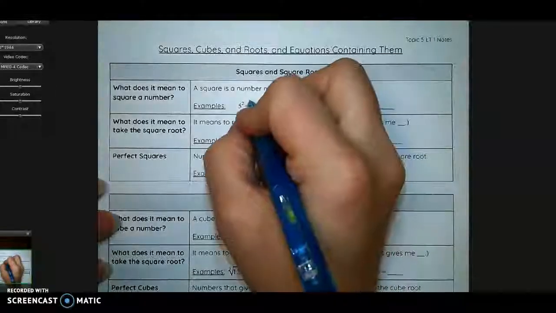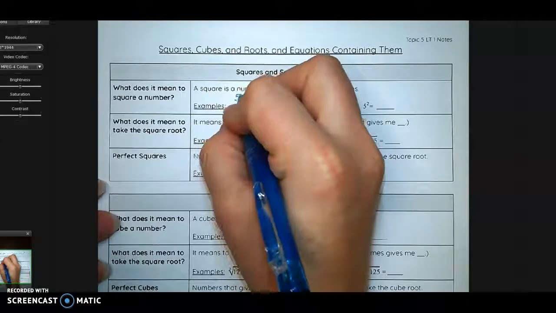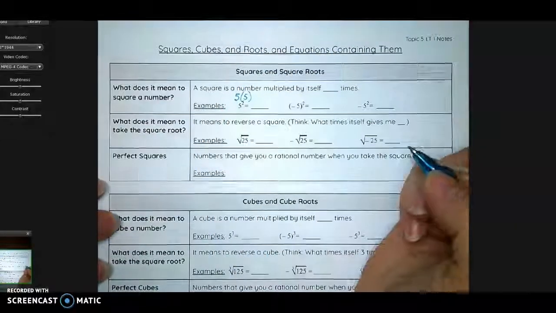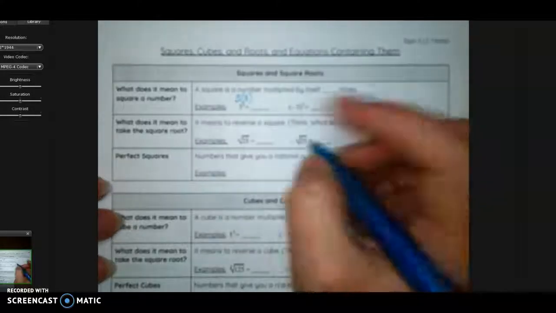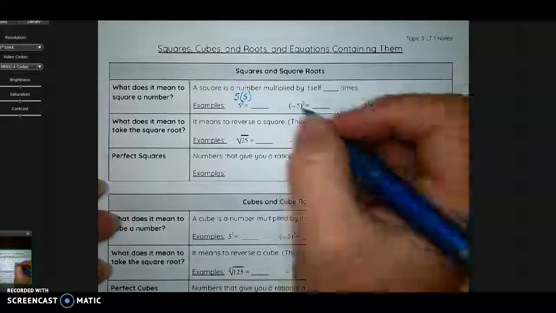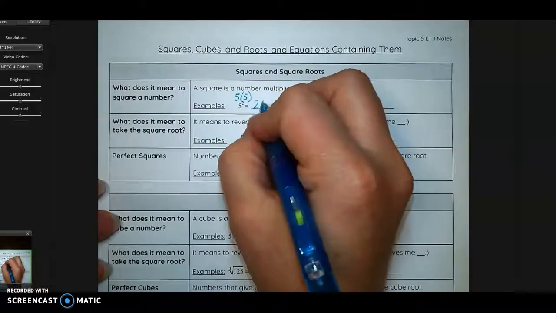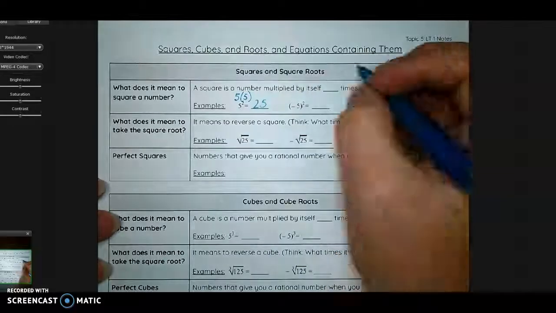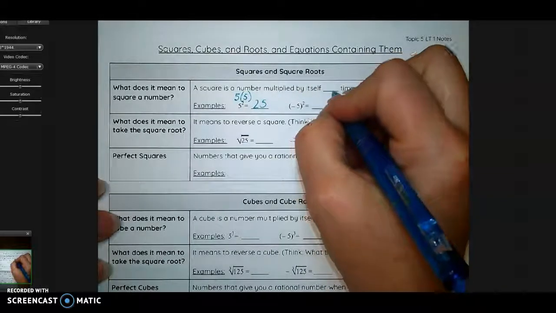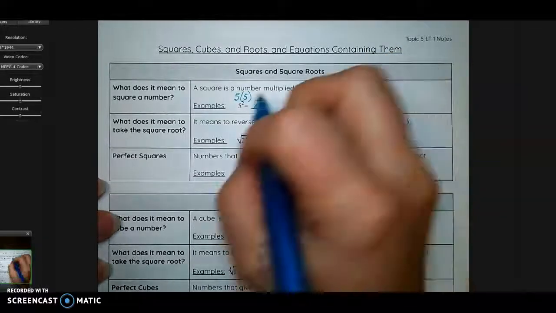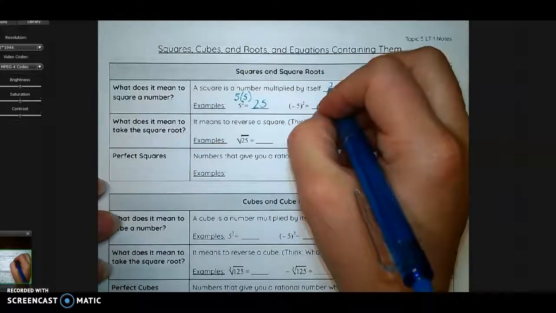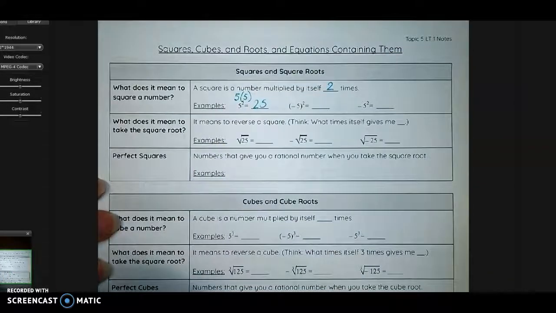It means 5 times 5. So that exponent is always going to tell me how many times I'm going to multiply it times itself. So 5 squared would be 25. And if I'm talking about a square, that means I'm going to be doing it 2 times.